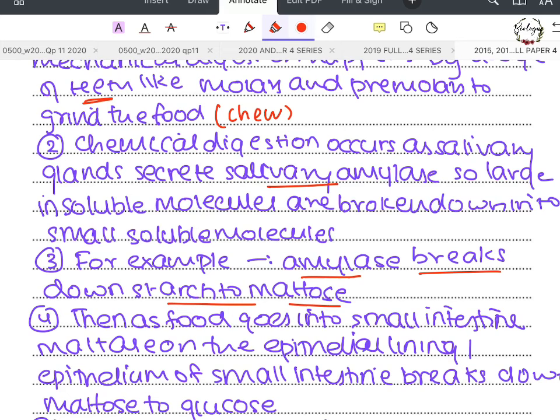Now the second thing is, large insoluble molecules are broken down into small soluble molecules. Yes, this is basically the definition of chemical digestion. So you should mention what chemical digestion is, what happens in chemical digestion. That chemical digestion occurs, and this is where large insoluble molecules are broken down into small soluble molecules, and so the enzymes like salivary amylase, which is secreted by the salivary glands, will break down starch to maltose.